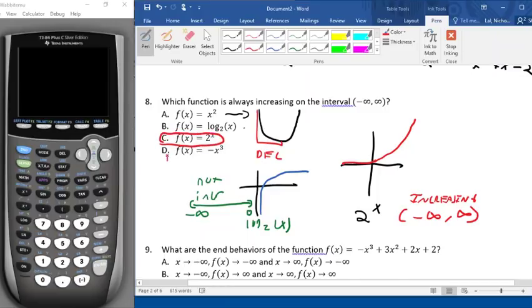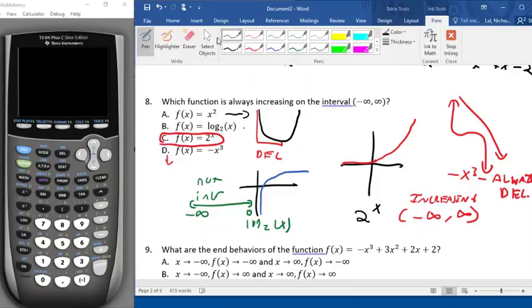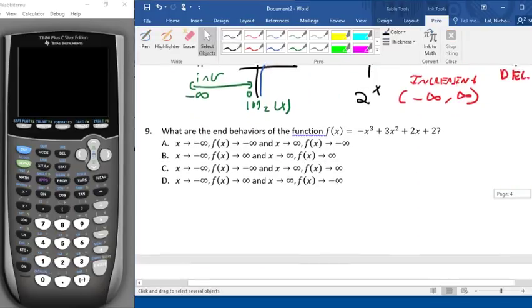And it's not going to be D because negative x cubed, that graph looks like that. So that graph is always decreasing. All right. Moving on to question 9.